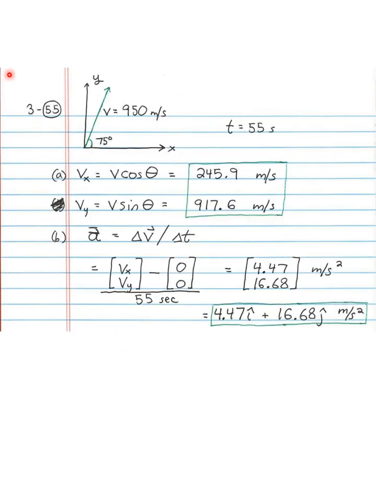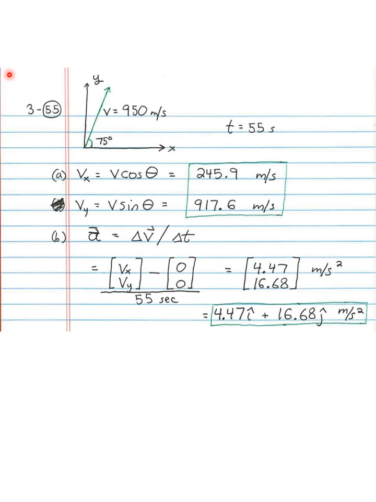Number 55. In this problem, it says, let the positive x-axis be horizontal, positive y-axis be straight up. A rocket is launched from rest on the ground. After 55 seconds, its speed is 950 meters per second in a direction 75 degrees above the horizontal. Find the components of the rocket's velocity vector at that time and its average acceleration for the first 55 seconds of flight.